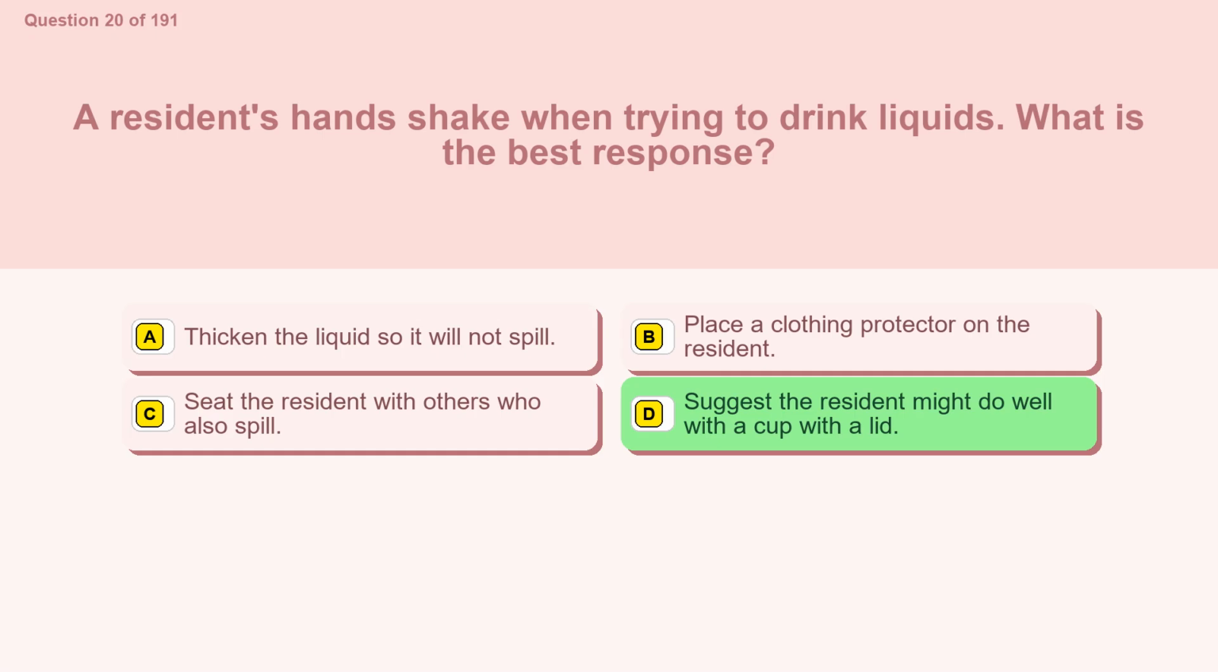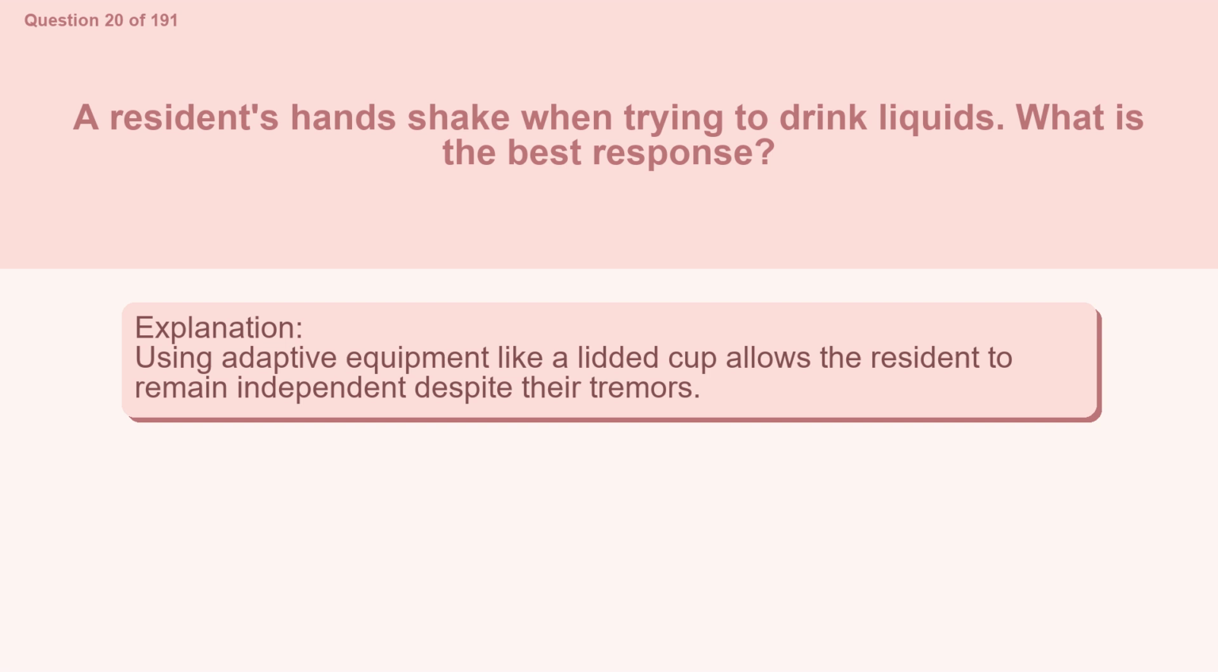The correct answer is option D. Suggest the resident might do well with a cup with a lid. Using adaptive equipment like a lidded cup allows the resident to remain independent despite their tremors.